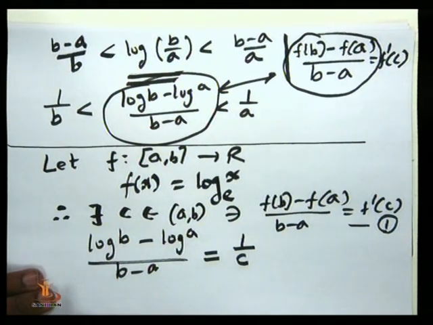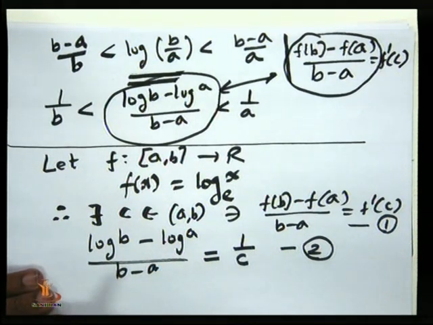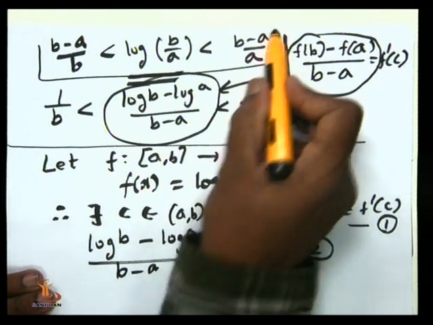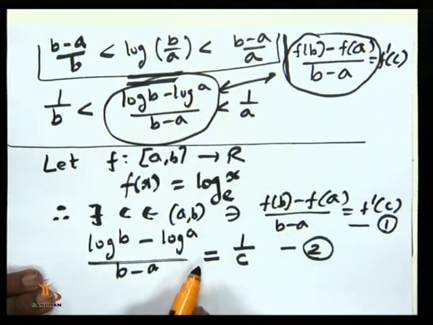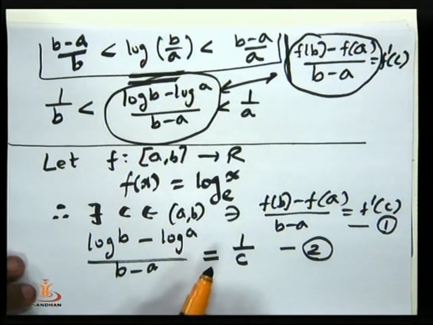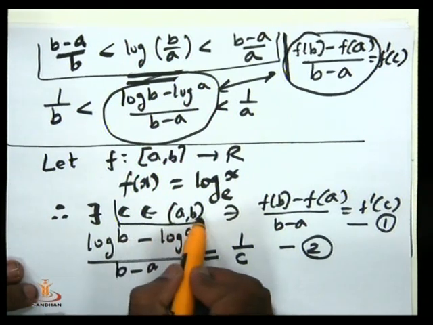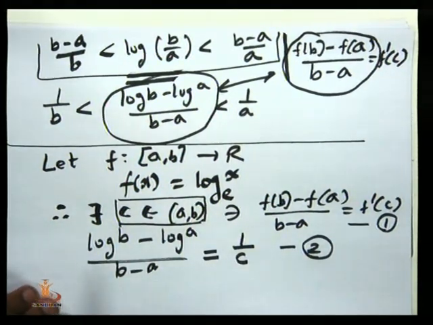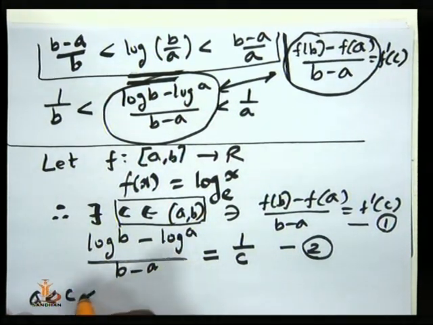I am getting this value, but I do not want to prove this equality. What I want to prove is that required inequality. I want to prove this thing. So for proving this, I have to get inequality somehow, and that can be easily done with the help of this important thing. What is c here? This c is a constant between a and b. So it means we have a less than c less than b.